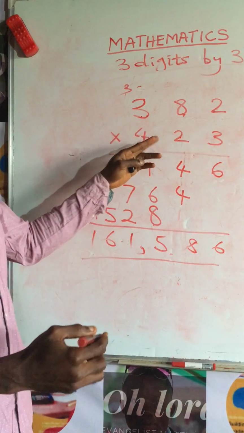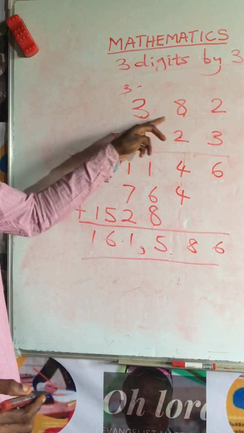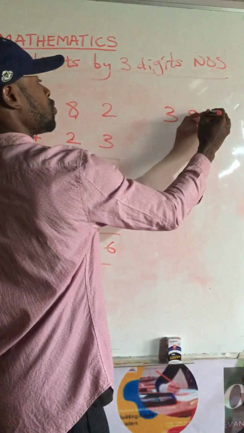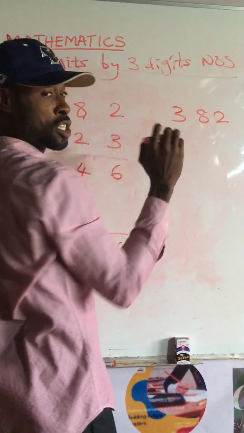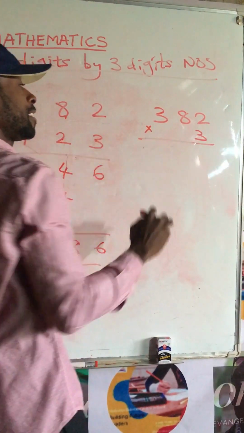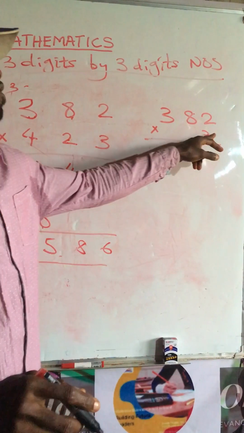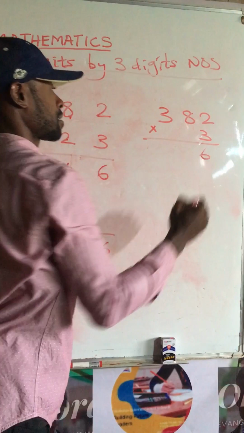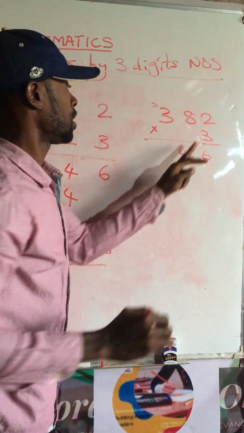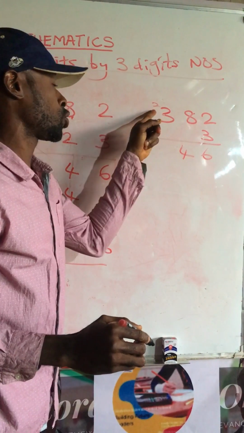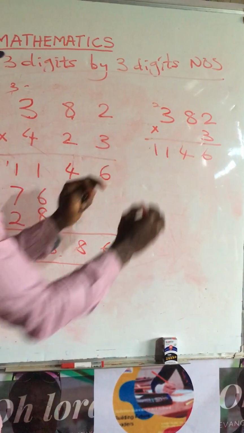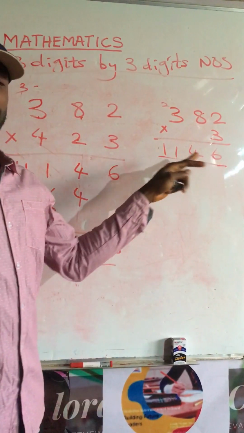So now let us see how we group these things. 382 multiplied by 3. Let's see what we have there. We have 3 times 2, that is 6. 8 times 3, 24. You carry 2. 3 times 3, 9. 9 plus 2, 11. So that is for 3.